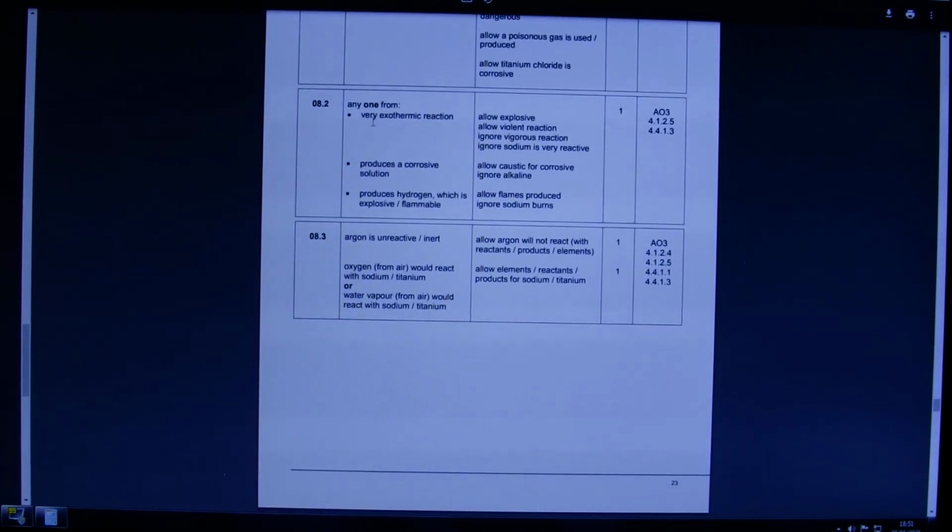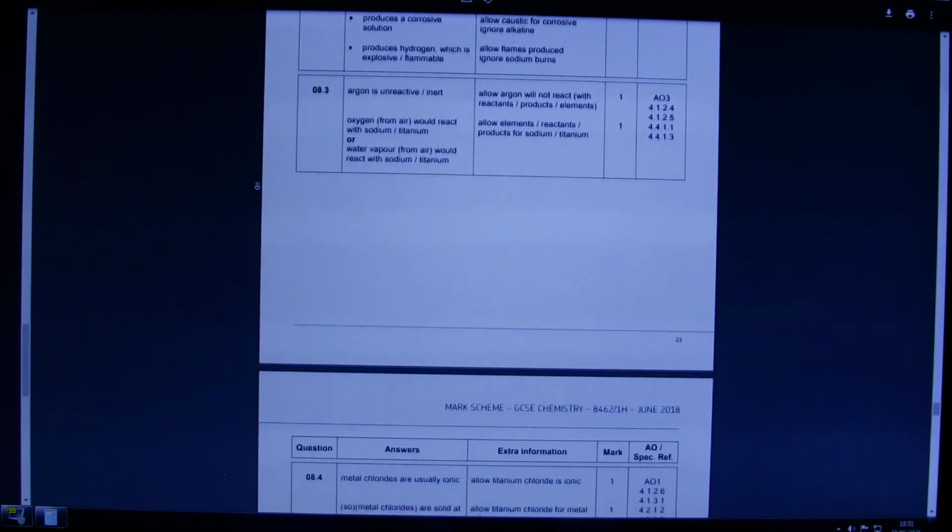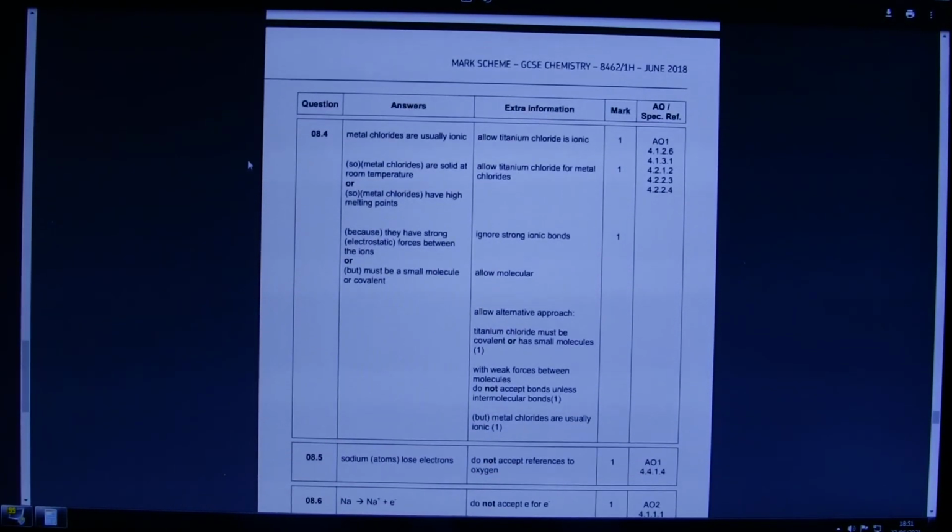Problems with sodium: very exothermic, produces a corrosive solution of sodium hydroxide, produces hydrogen which is explosive or flammable. Yep. Argon is unreactive. Oxygen from air would react with the reagents or the product. Water vapour in the air would react with them as well. Yeah, the water vapour is a problem too.